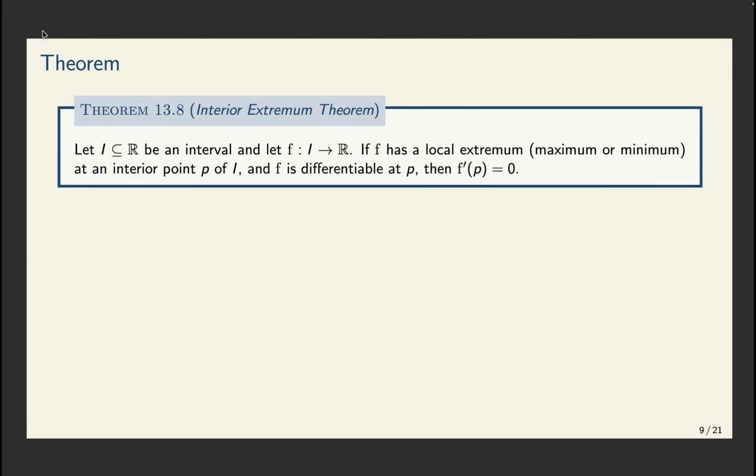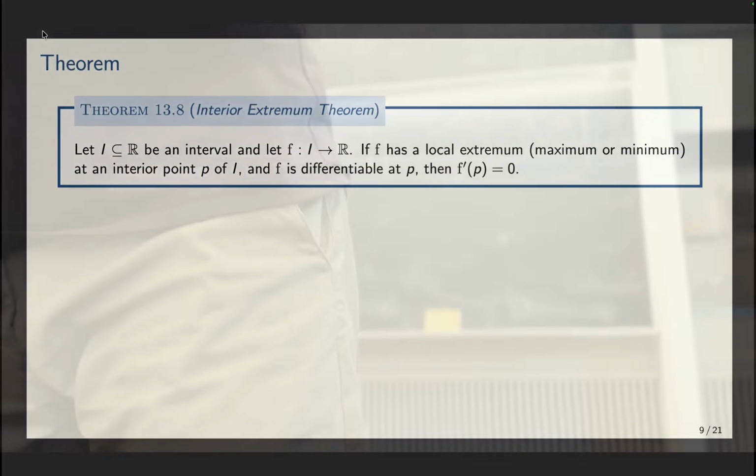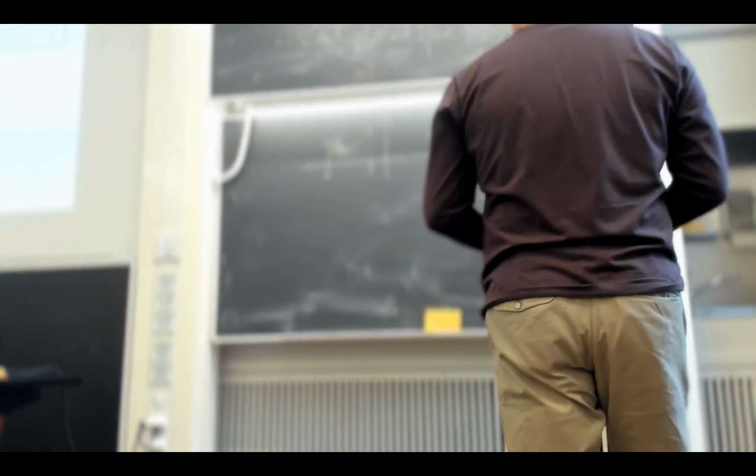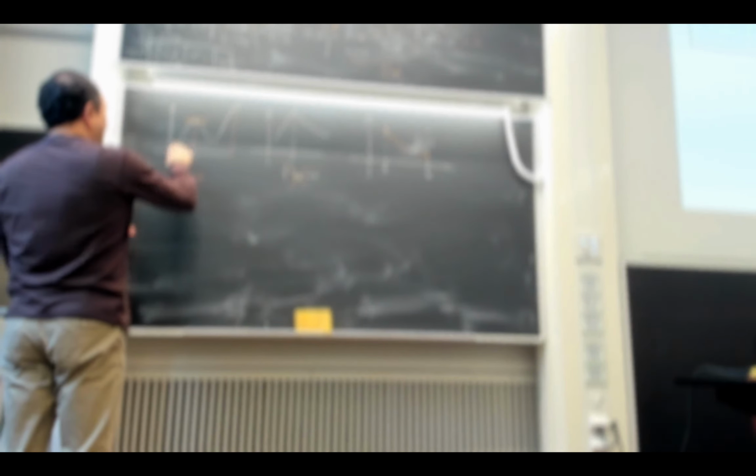Okay, so let me read it for you. Let I be a subset of R, an interval, and let our function be defined on the interval I. If f has a local extremum, and when I say extremum, it means either maximum or minimum, both of them can work, at an interior point P of I, and f is differentiable, then f prime of P should be equal to 0. I forgot to write that in red. So first of all, the point should be an interior point.